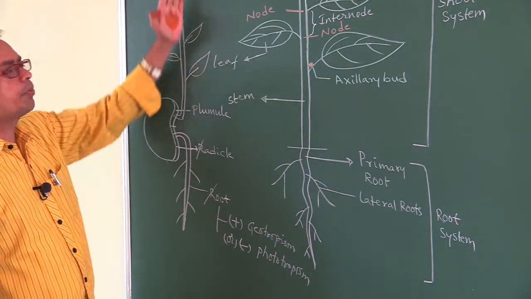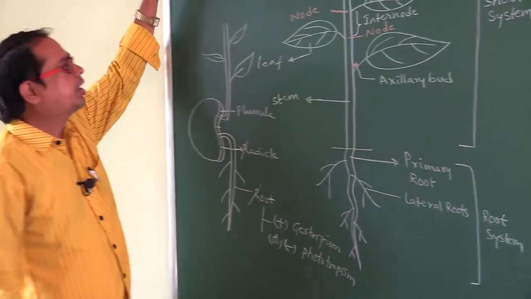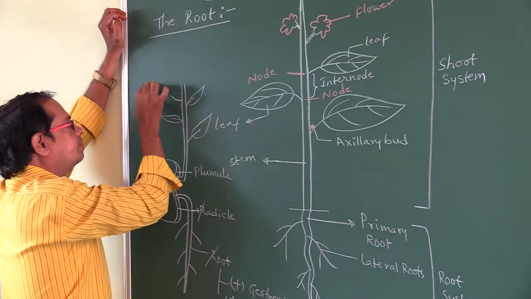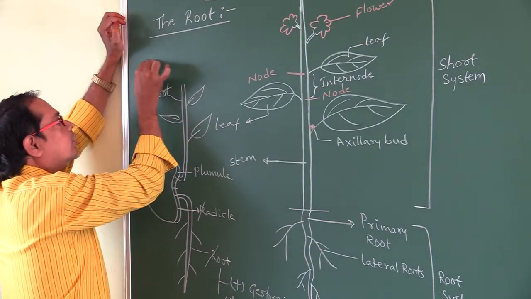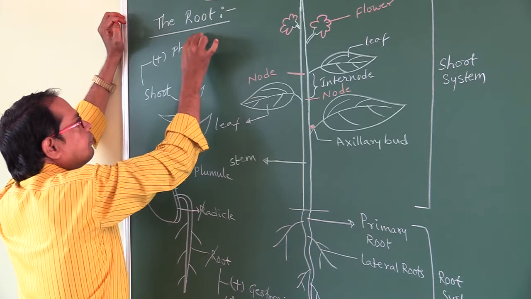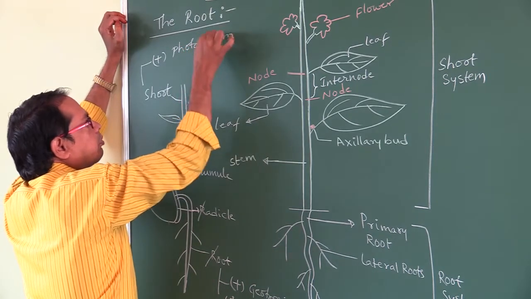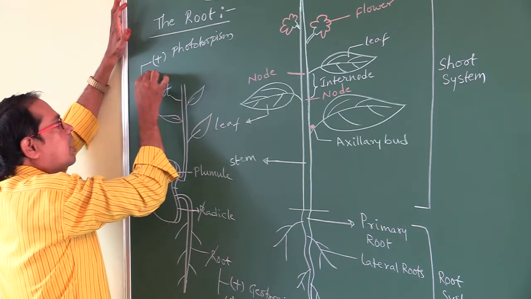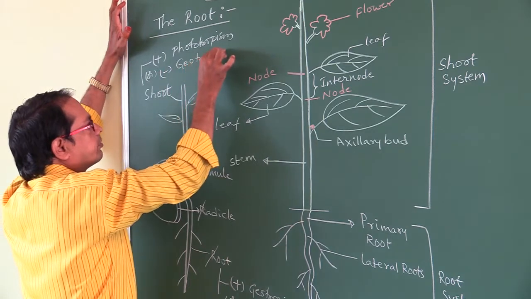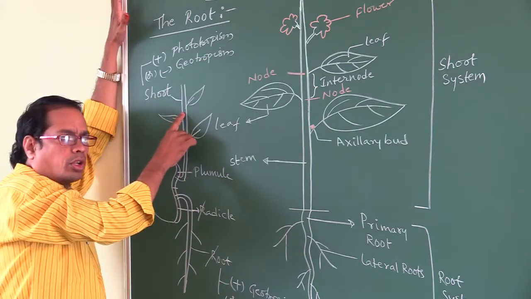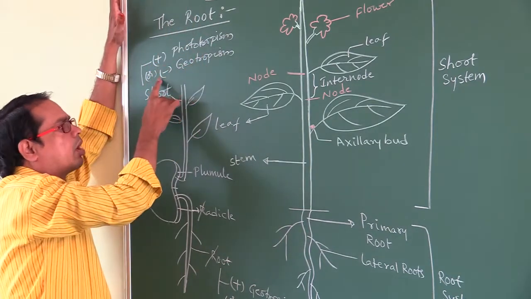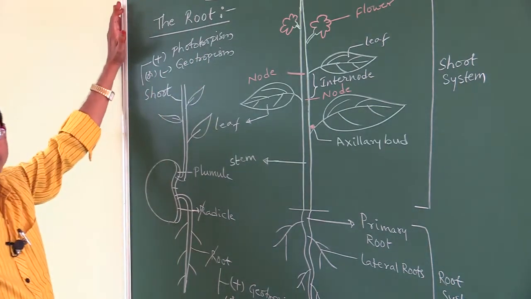Whereas the shoot grows upwards, vertically upwards. Here the sun is present. So this shoot is positively phototropic or negatively geotropic. So the shoot system grows towards sunlight. Towards sunlight means positively phototropic or negatively geotropic.